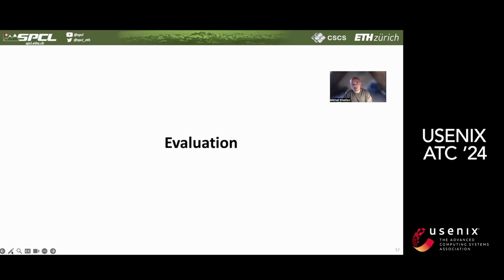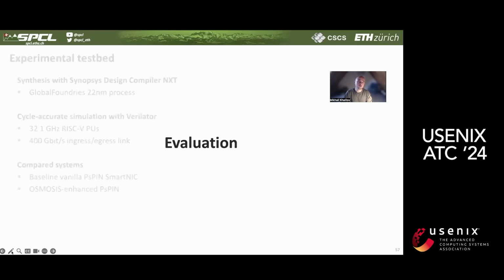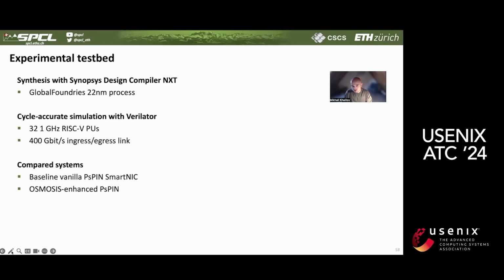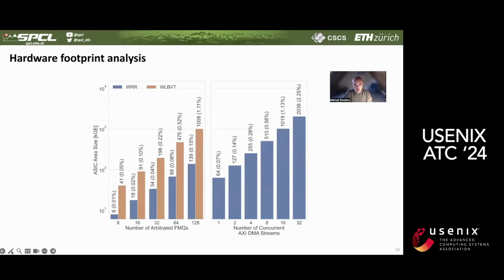Last, I would like to present the key results of the OSMOSIS system evaluation. We evaluate OSMOSIS from 2 angles. First, we assess the added hardware footprint by synthesizing the OSMOSIS hardware blocks. And second, we evaluate OSMOSIS in cycle-accurate simulation on realistic packet traces at 400 gigabits per second. On the left side, we show the comparison of the synthesized round-robin and borrowed virtual time schedulers. And on the right side, the gate footprint of maintaining the state from multiple concurrent DMA requests.